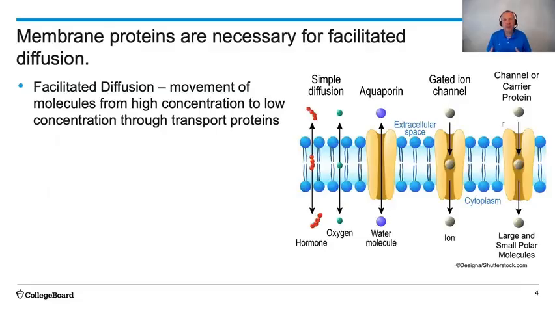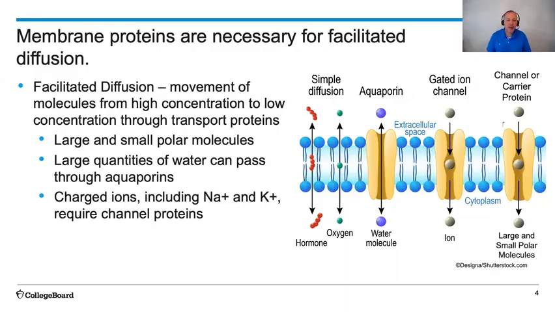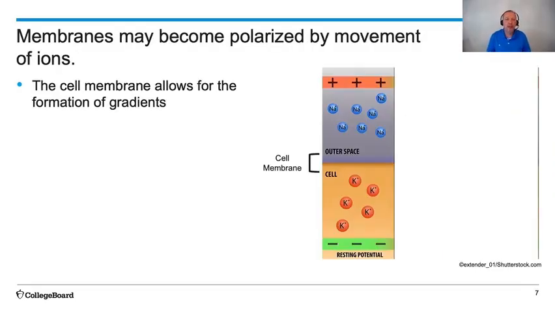Membrane proteins are necessary for facilitated diffusion. Facilitated diffusion is the movement of molecules from a high concentration to a low concentration through transport proteins. Large and small polar molecules need channel or carrier proteins to get across the membrane. Water in large quantities passes through aquaporins. Charged ions, including sodium and potassium, require channel proteins. Membranes may become polarized by the movement of ions, which helps in the formation of gradients.